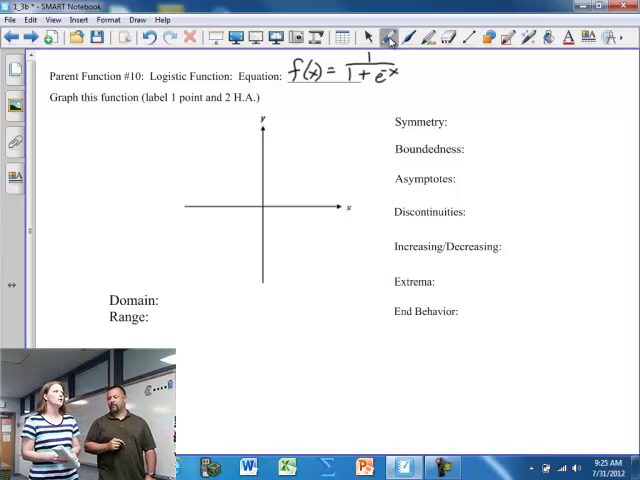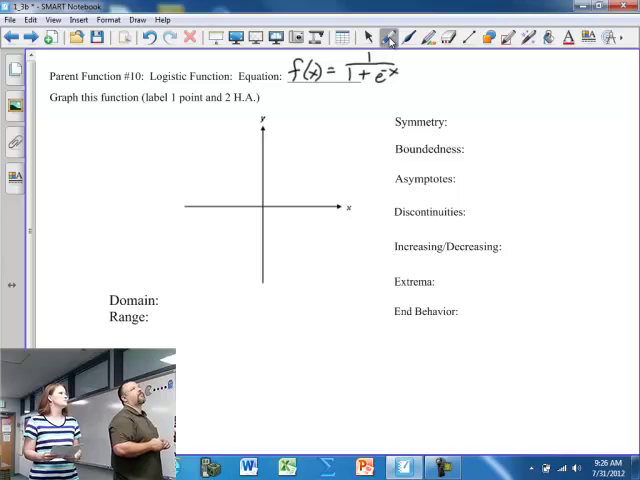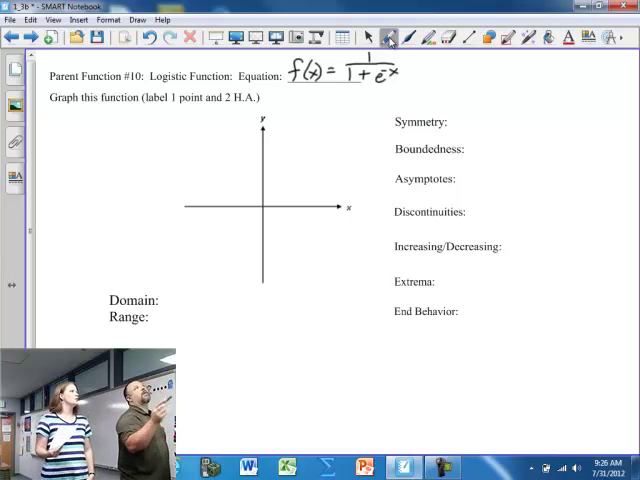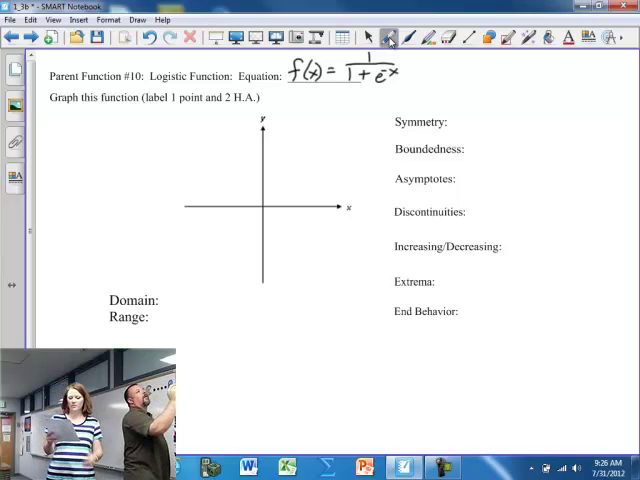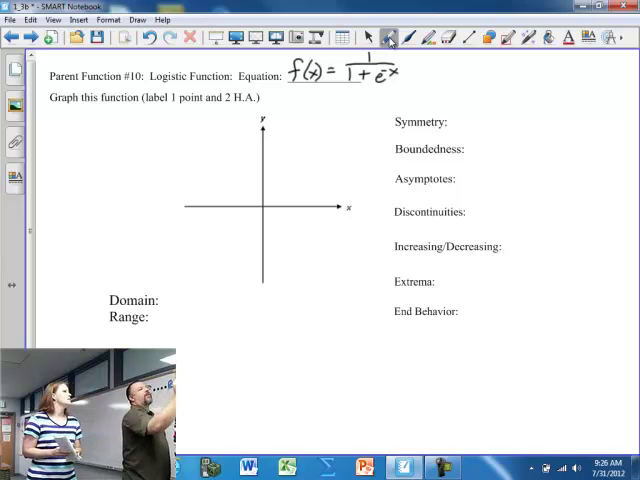For right now, we are going to use 1 over 1 plus e to the negative x because it's easier to remember. When we get to chapter 6, we'll deal with what if it's not a base of e. Okay, for right now, all we need is one ordered pair and two horizontal asymptotes. So what is our ordered pair going to be, Mr. Lucky? Well, in this case, when we use this function, our ordered pair is going to be (0, 1/2).